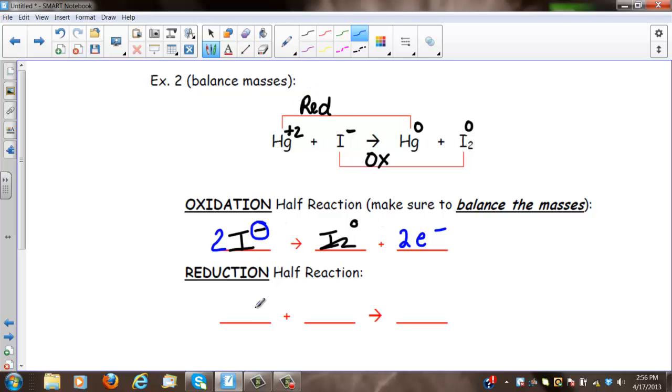In my reduction half reaction, I'm going from Hg plus 2 to Hg0. So I am decreasing, becoming more negative. This is my reduction. And I have a positive 2 on the left and a 0 on the right, so I need to add 2 electrons to the left. Positive 2 and negative 2 is 0, which matches my 0 charge on the right.